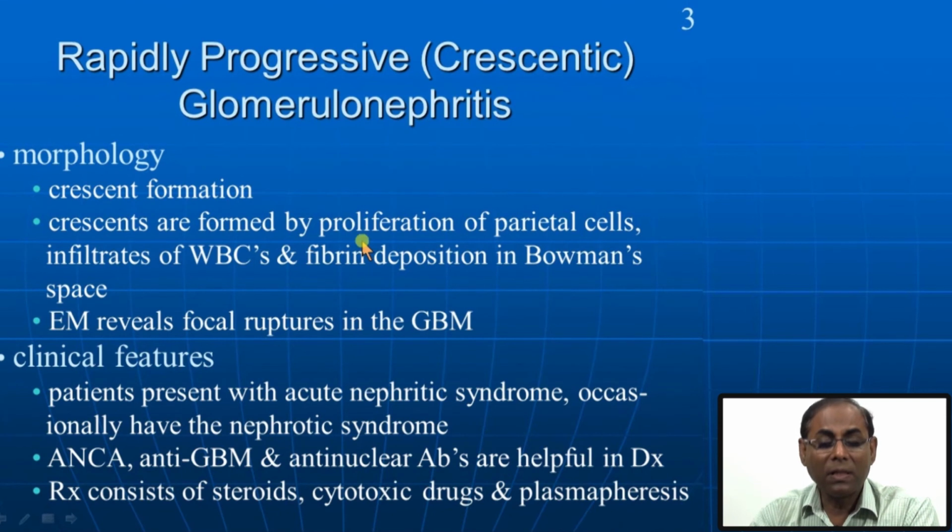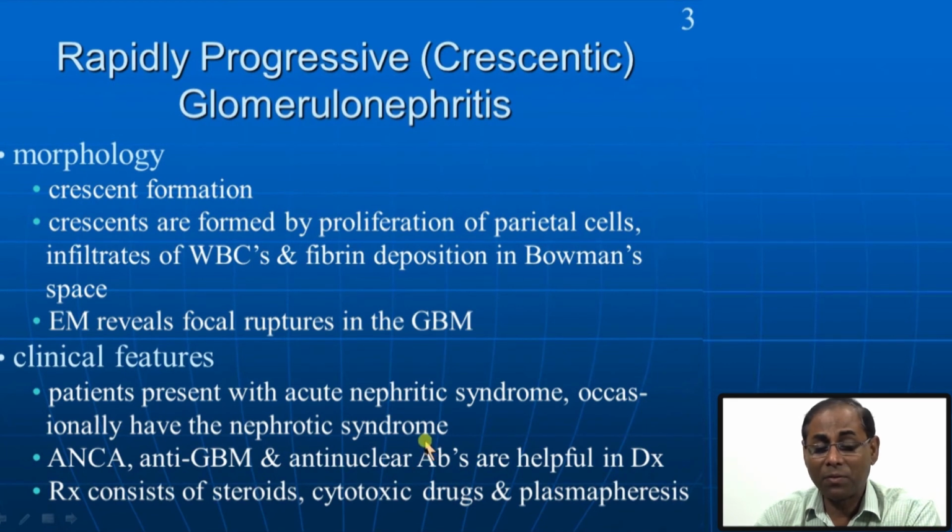Now, the morphology is the crescent formation. Crescents are formed by proliferation of the parietal cells as well as visceral epithelial cells, with infiltration of WBCs, particularly monocytes, and there is fibrin deposition in the Bowman space. EM reveals focal rupture of the glomerular basement membrane.